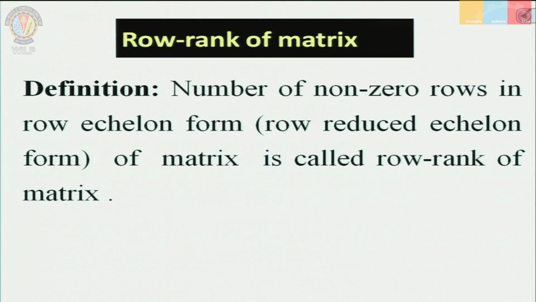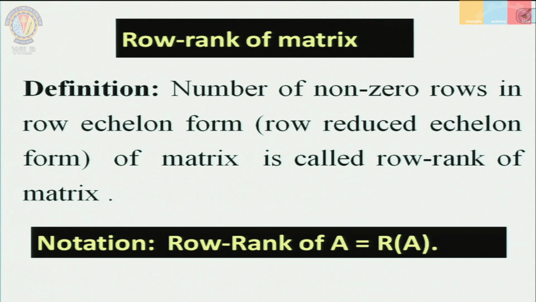Then see the number of non-zero rows in the row echelon form or row reduced echelon form. That number is called the row rank of the matrix. That is, the number of non-zero rows in the row echelon form or row reduced echelon form of a matrix is called the row rank of the matrix. I shall use the notation RA, which means the row rank of the matrix A.